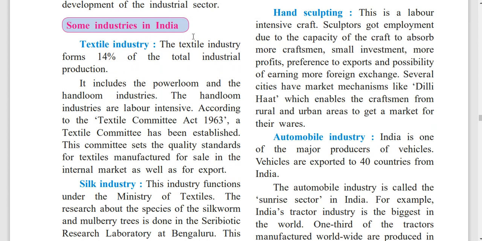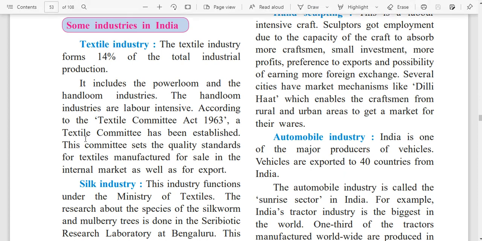Some industries in India. Textile industry. The textile industry forms 14% of the total industrial production. It includes the power loom and the handloom industries. The handloom industries are labor intensive. According to the Textile Committee Act 1963, a textile committee has been established. This committee sets the quality standards for textiles manufactured for sale in the internal market as well as for export.